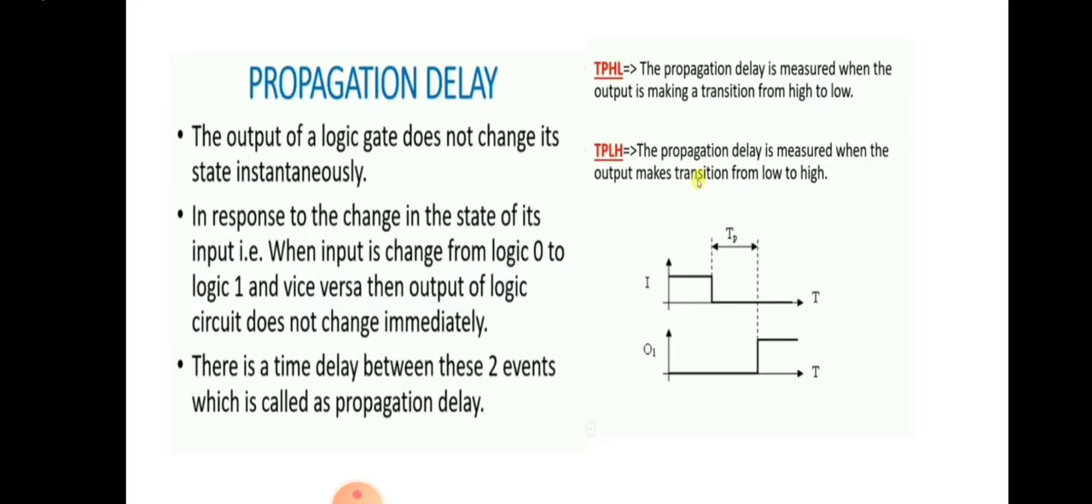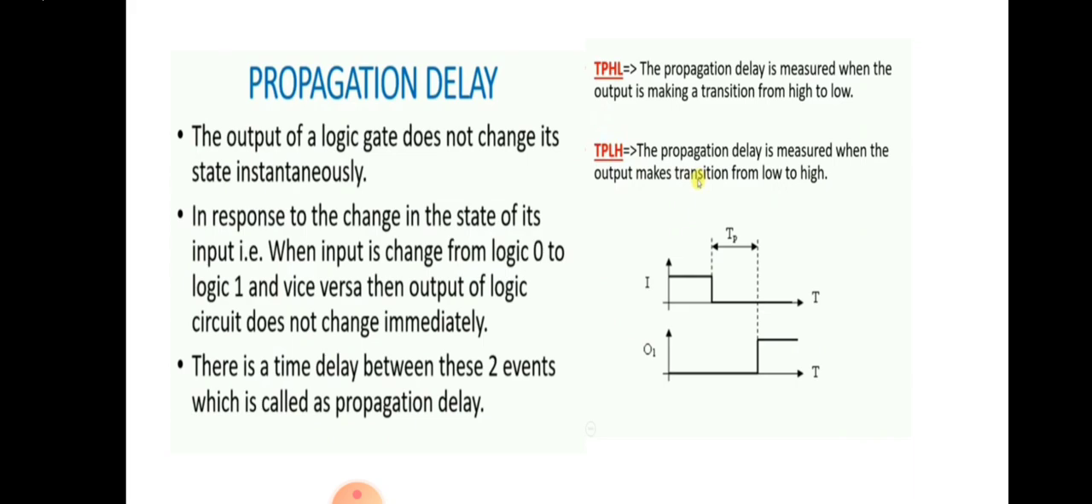Now we will see the propagation delay. What is the propagation delay? As we know, in digital circuits there are two states, 0 and 1, and the input can get switched between 0 and 1, and accordingly the output may also get switched between 0 and 1. But at the time of switching, the signal does not abruptly change from 0 to 1 or 1 to 0. It requires some particular time to get switched between these two states. So this particular time or delay is the propagation delay.